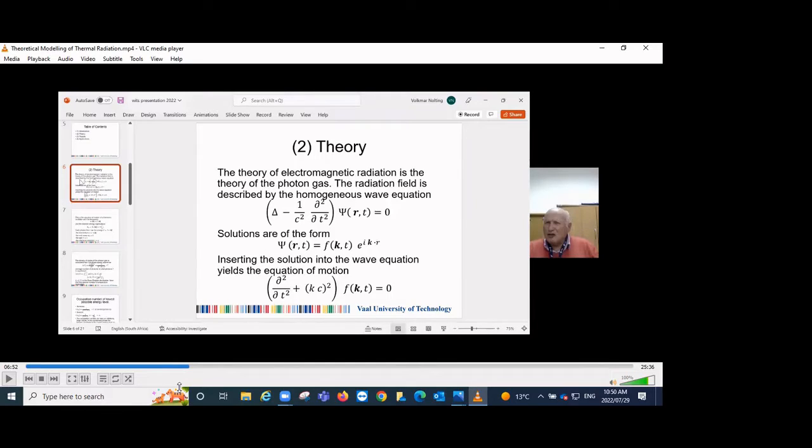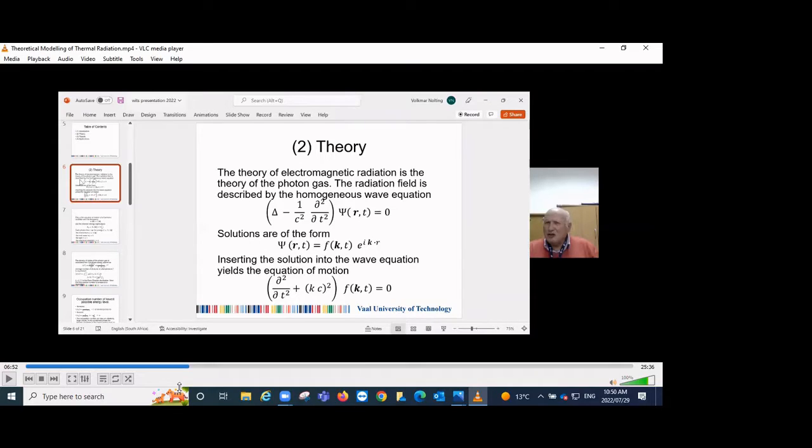So psi, the wave function, is a function of r and t, and solutions are of this form, where k is the wave vector, and e to the ikr describes a plane wave. Now, if we insert the solution into the wave equation, then we obtain an equation of motion of this type. And this is the equation of motion of a harmonic oscillator with k-dependent frequencies.